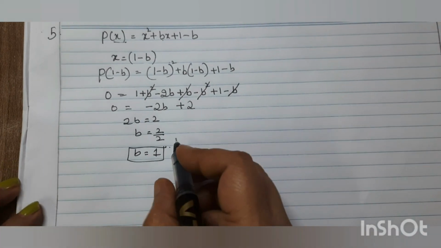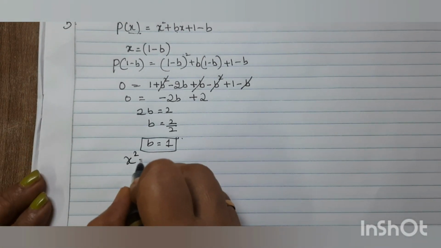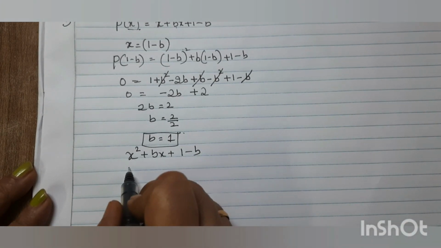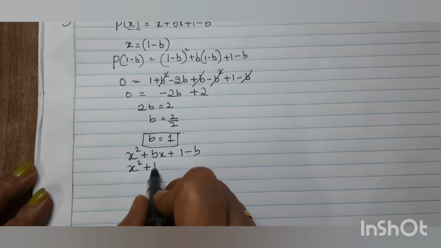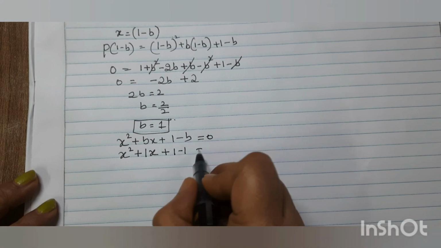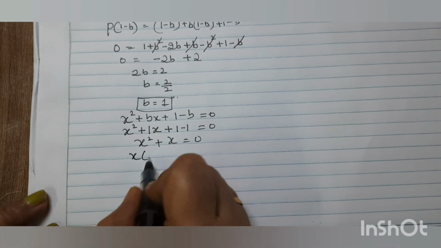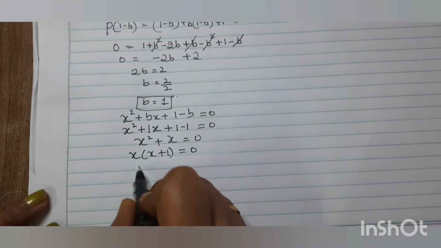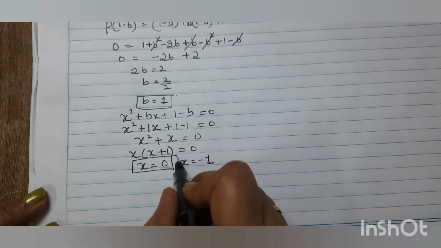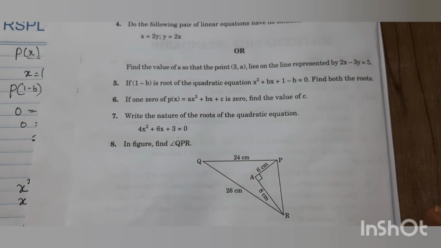They are asking us to find both the zeros, not b. So if I take x square plus bx plus 1 minus b, then this is the equation: x square plus, b value I'll put as 1, x plus 1 minus 1 equal to 0. So our quadratic equation will be x square plus x equal to 0. x I will take out common, x into x plus 1, so x equal to 0 and x equal to minus 1. So therefore both the zeros are x equal to 0 and x equal to minus 1.